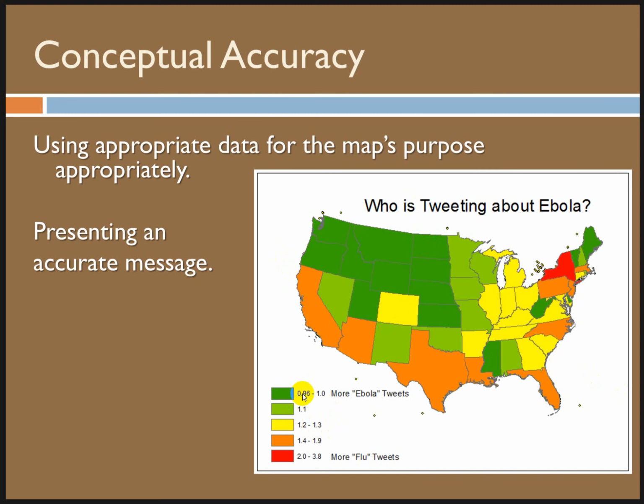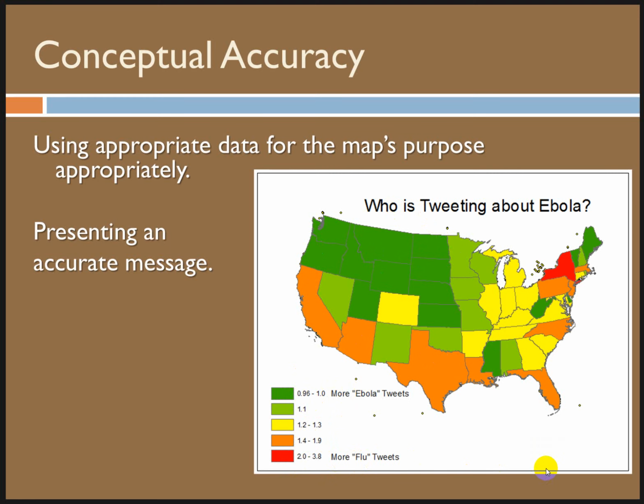If the values weren't put on this map, the audience wouldn't have any way of evaluating the results that were being presented. For example, if you just took these values off and said more Ebola tweets and more flu tweets, then the audience would have this misrepresentation and wouldn't have any way of knowing.